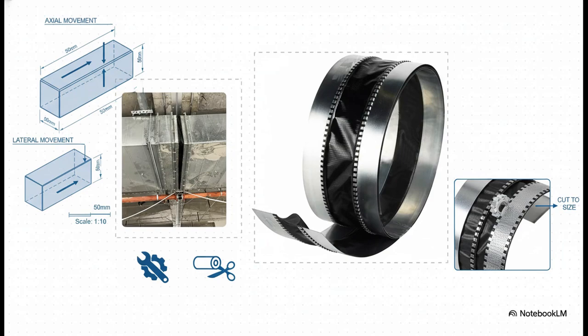On the left, you see the connector already installed on site, bridging the gap between two duct sections. And on the right, you can see the material itself. It's this tough, flexible fabric that's locked into metal strips, so it can be made to fit any size duct.